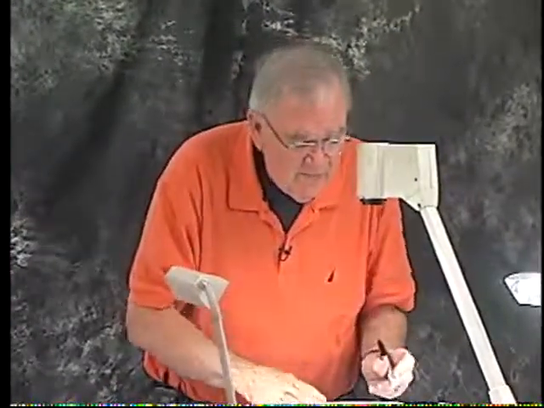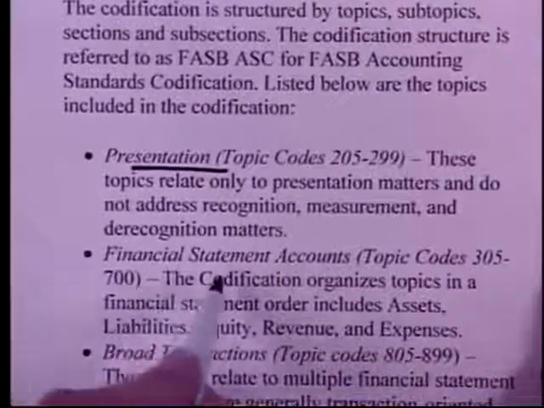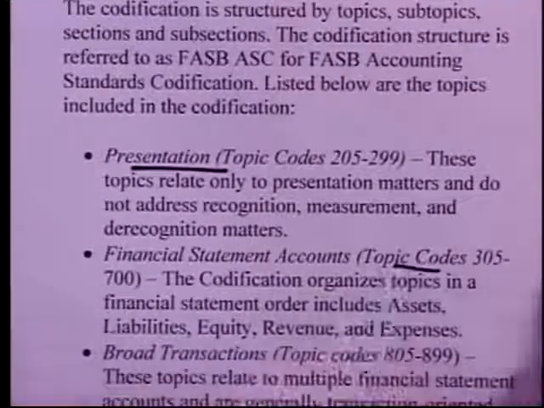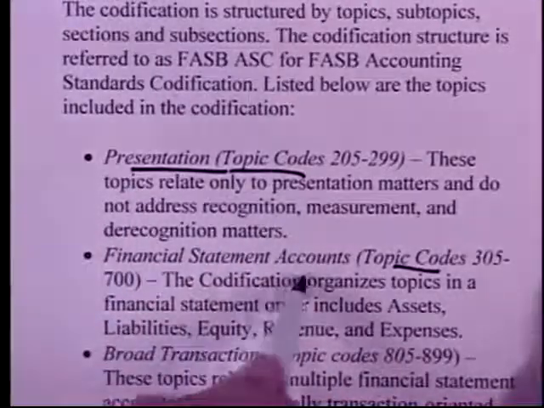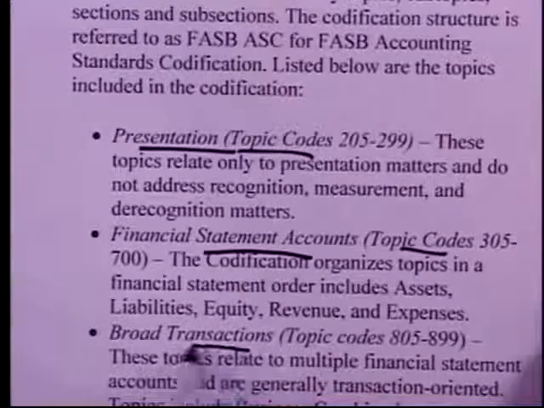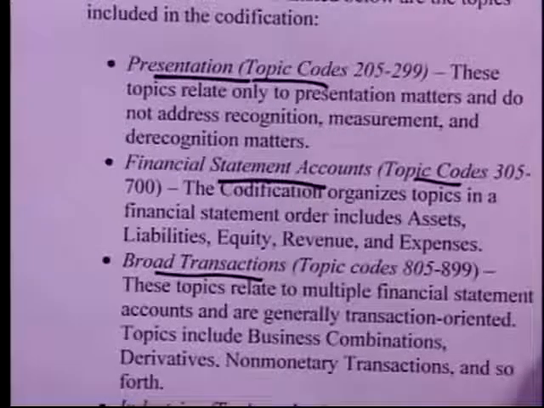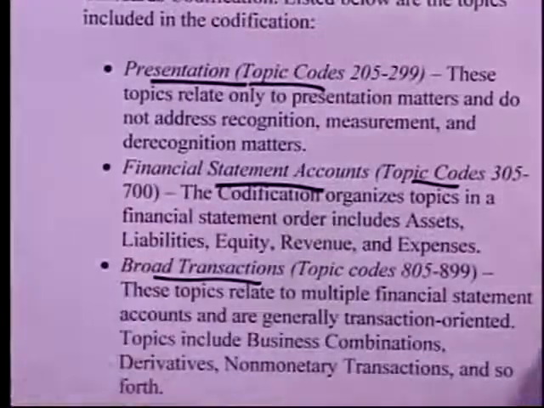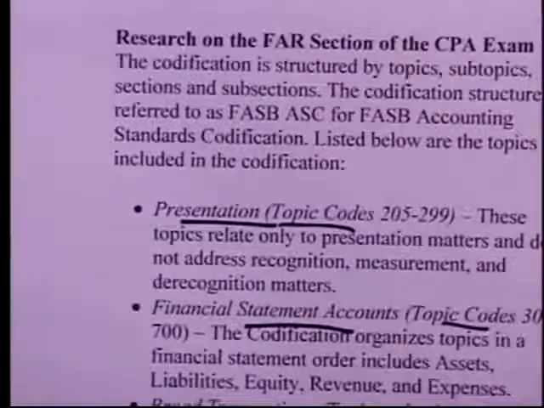And we're going to have presentation codes. Those are 3 digits. We're going to have topic codes. Presentation topic codes, financial statement topic codes. That's 2 digits. Broad transactions, 2 digits. And industry codes, 2 digits. Okay, so 1, 2, 3, 4. 4 areas. And I got an example on page 719.